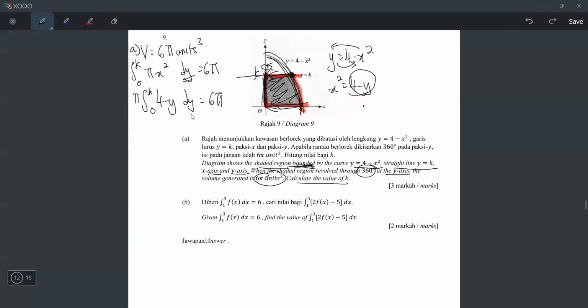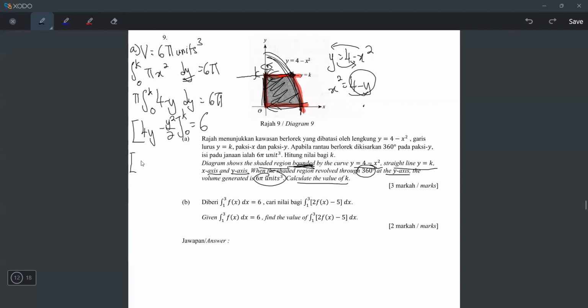Now the pi you can move to the other side. It means I can cancel the pi, because when you move to the other side, the pi becomes divide, since this is times. So 6 pi divided by pi, you are left with 6. Now I can start integrating this 4 minus y. The moment I integrate, I stop writing this symbol and write a bracket. Integrate 4 is 4y. Integrate y is y to the power 2 over 2. And then close the bracket, with limits k and 0.